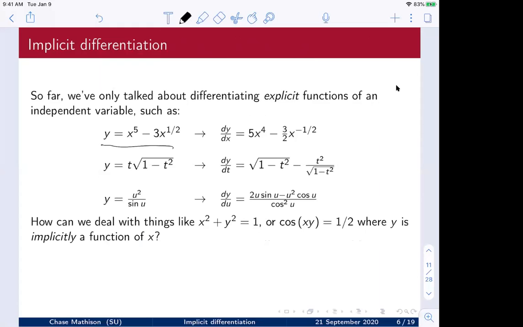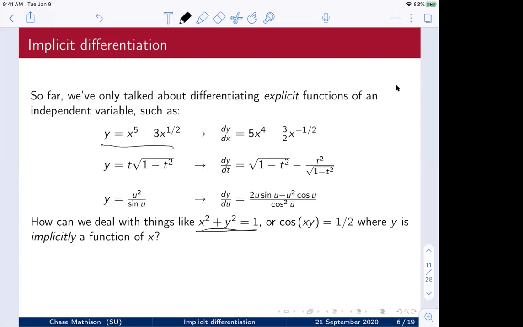If y is t times the square root of 1 minus t squared, then the derivative of y with respect to t is that guy, and so on. So these are explicit functions of an independent variable. But in math, there are a lot of times where we'll have a function that's implicitly defined. For instance, the equation of a circle, x squared plus y squared equals 1, right?